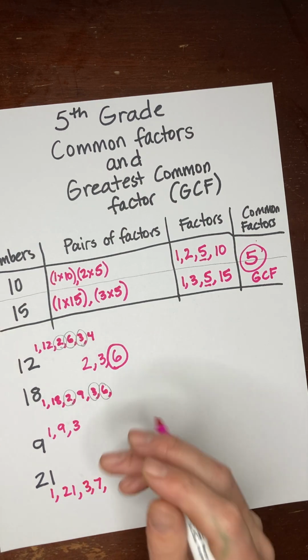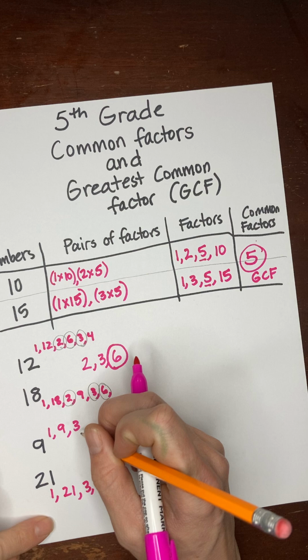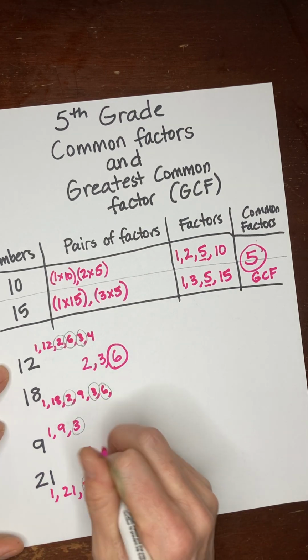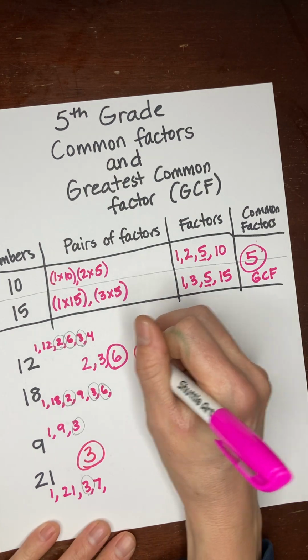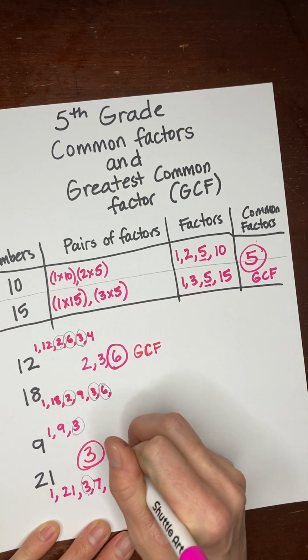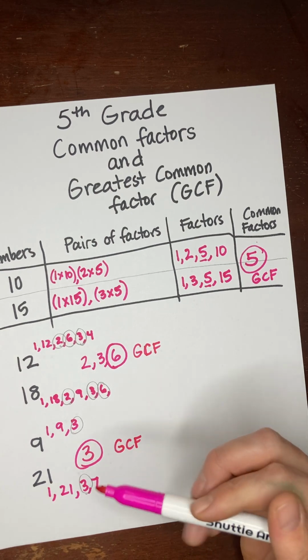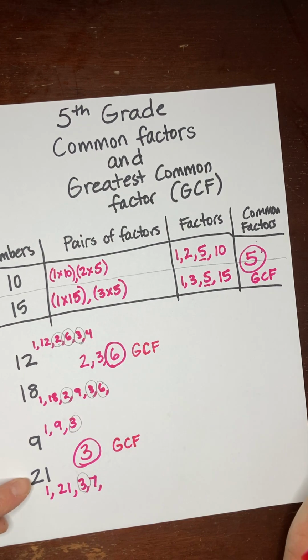Let's write out what they have in common. What do they have besides 1? Let's do 3. That's the only one. So that was an easy one. That's our GCF. The GCF is just the biggest factor that both numbers have in common.